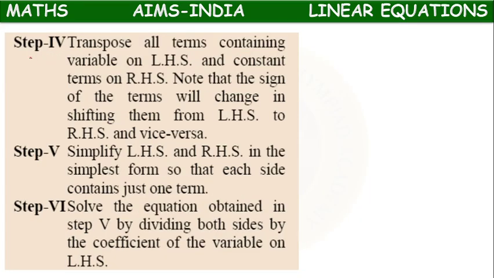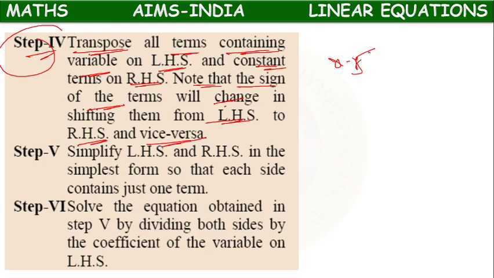So next, transpose all the terms containing variable on LHS, constant terms on RHS. Note that the sign of the term will change in shifting from LHS to RHS and vice versa. Suppose I have x minus 5 equal to y minus 7, like this. We have to transpose all the variables on the LHS side and all the constants on the RHS side.